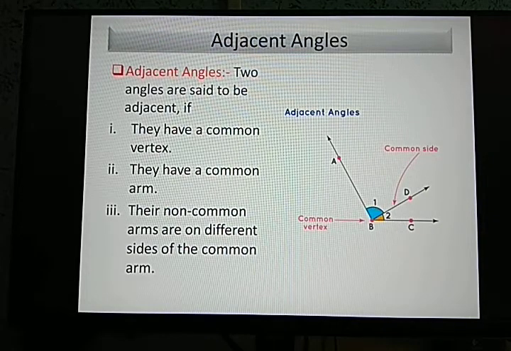Which is the common vertex here? B. B is the common vertex. They have a common arm. Which is the common arm here? BD is the common arm.